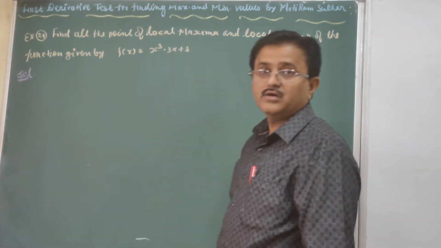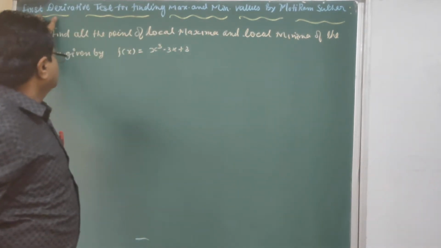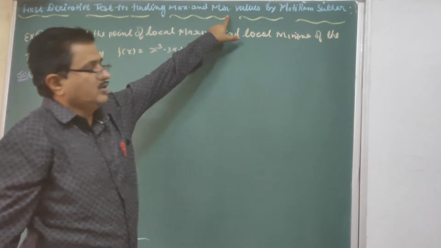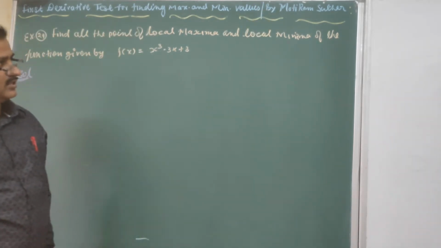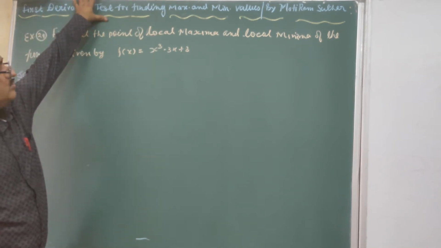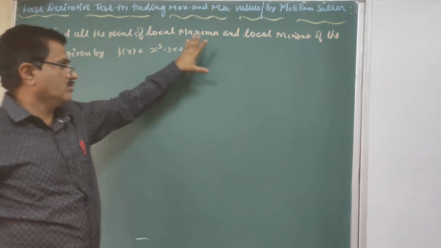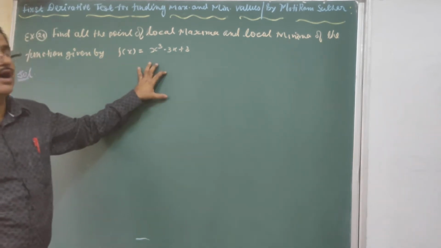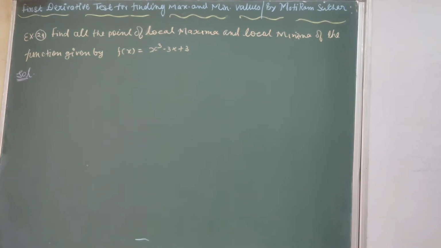Today we are taking a very important topic, that is, how to use the first derivative test for finding the maximum and minimum values of a function. Is it clear? So here we have to consider what the meaning of the first derivative test is. With the help of this, we have to find all the points of local maxima and local minima of the function given by f(x) equal to x cube minus 3x plus 3. This is clear?